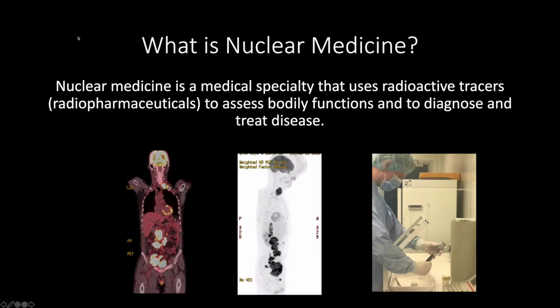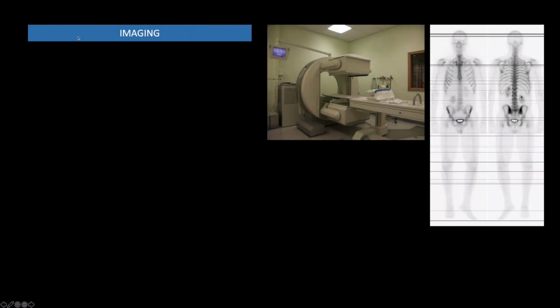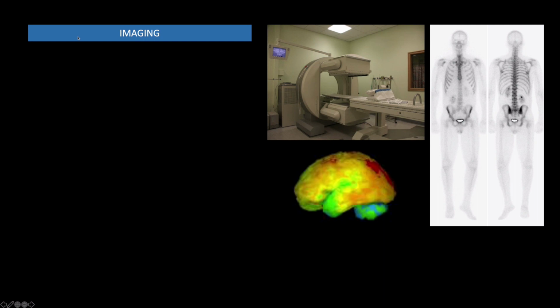So what is nuclear medicine? Well, nuclear medicine is a medical specialty that uses radioactive tracers, otherwise known as radiopharmaceuticals, to assess bodily functions, to diagnose and to treat disease. So when we think of nuclear medicine, it is best to think of it in three main categories. The first is imaging. So by using radiopharmaceuticals, we might be able to image biokinetics of particular molecules of interest using a gamma camera, for example, to investigate bone metastases with a bone scan, or perhaps to investigate cerebral hypermetabolism when investigating for Alzheimer's disease.